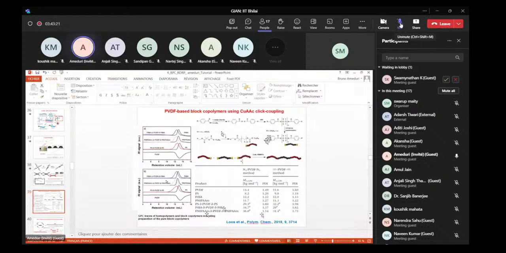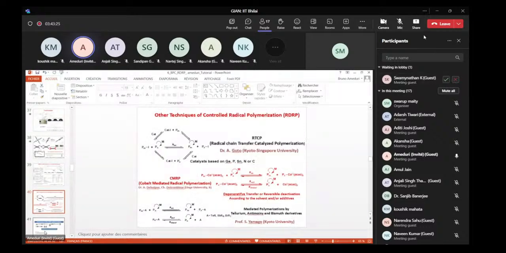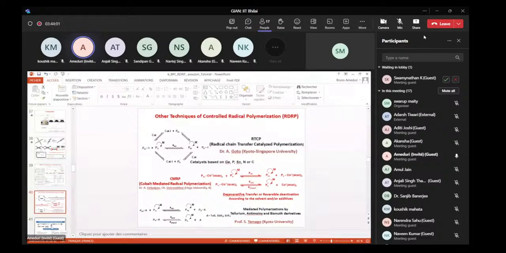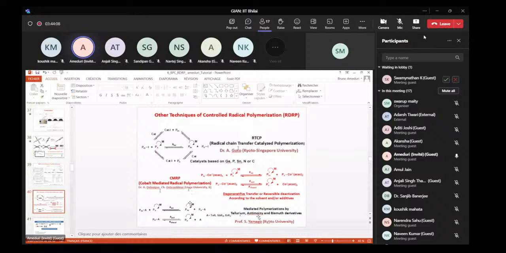Okay, before I finish, I would also like to underline some nice work developed by Atsushi Goto, what is called the radical chain transfer catalyzed polymerization with specific catalyst. It can be iodine also, or the OMRP, organometallic mediated radical polymerization, or CMRP, cobalt mediated radical polymerization, developed by Antoine Debuigne and Christophe Detrembleur in Liège, in Belgium, and also by Professor Yamago regarding the use of tellurium, antimony, and bismuth. And indeed, Professor Banerjee went to visit Professor Debuigne and Detrembleur at the beginning of his stay in order to see if it was possible to prepare some samples, especially containing cobalt acac, or cobalt(II) acac, in order to make some polymerization.